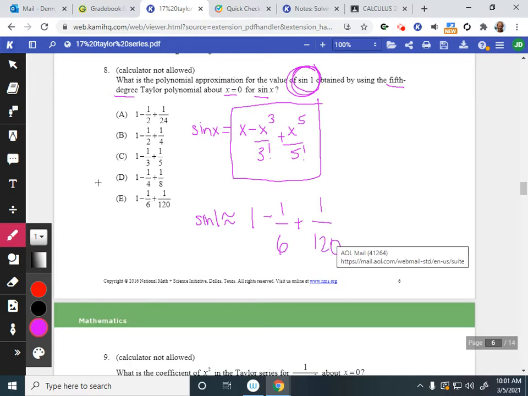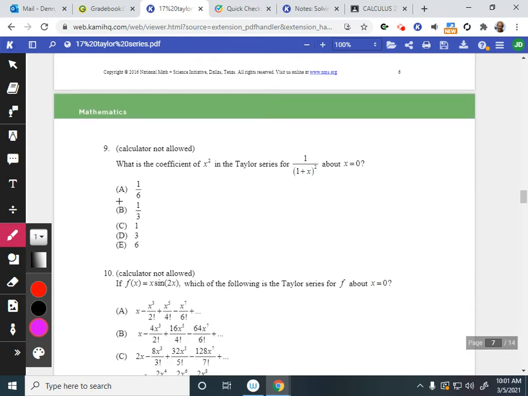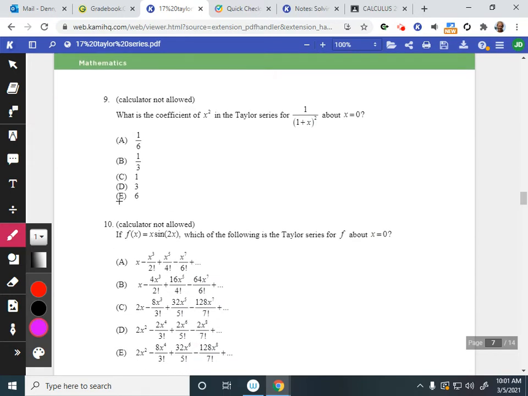Oh, nice. I don't even have to reduce. There we go. Letter E. Beautiful. Okay, number 9. What is the coefficient of x squared in the Taylor series for this about x equals 0?